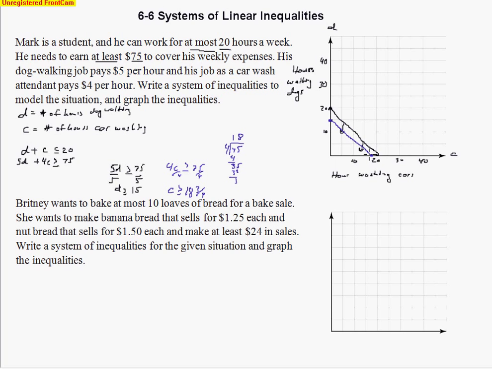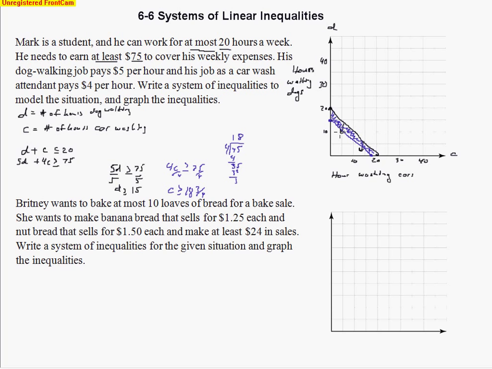So it's getting closer to this intersection here, but it would be down below the C-axis. And so this one is greater than or equal to, so it needs to be in this region here. So it looks like he'll be able to cover his expenses. Somewhere in this region is where he's going to end up being in order to cover the expenses and work in those 20 hours.